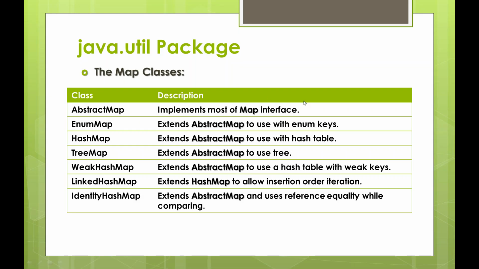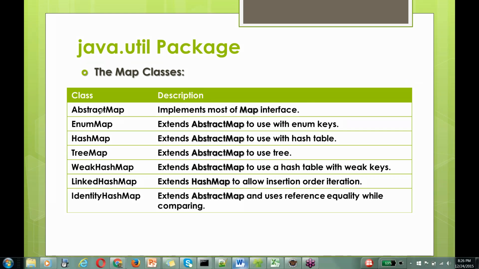Okay, let's move on to map classes. Similar to our abstract collection, we have abstract map, which implements most of the map interface methods. Then we have enum map, which extends abstract map to work with enum keys. You know what enums are, right? If you have a map with enum keys, you can use enum map.